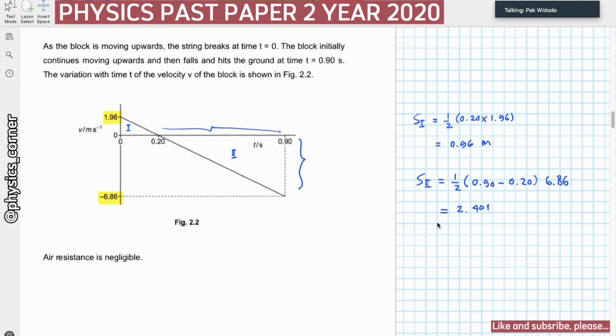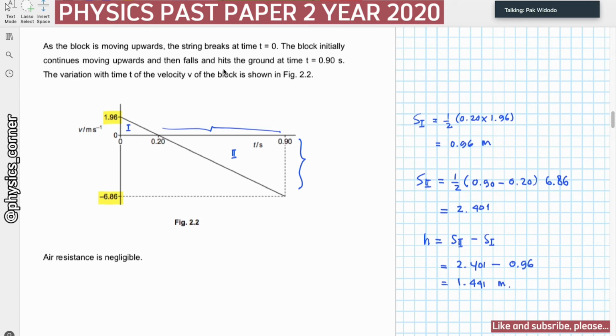From this, the height is the same as S2 minus S1. So we have 2.401 minus 0.96, which is 1.441. The height is 1.441 meters. That's it.